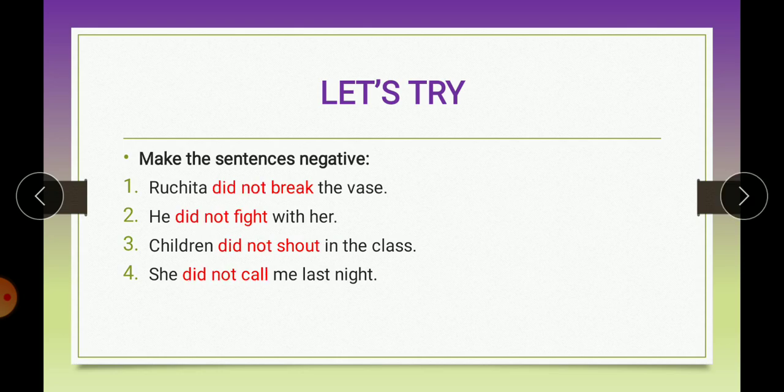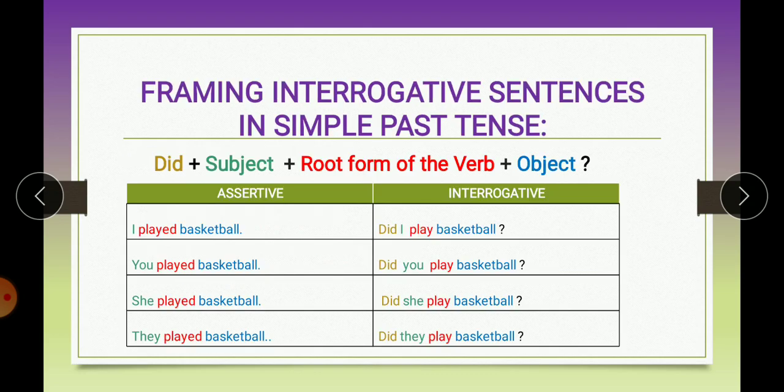So it will be Ruchita did not break. He did not fight with her. Children did not shout in the class. She did not call me last night. So break, fight, shout, call, they all are the first form of the verb. Now coming to interrogative sentences. Now interrogative are the questions, right?